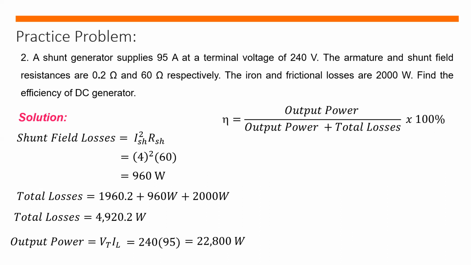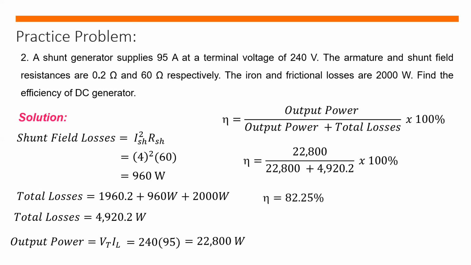So again, the equation for the efficiency is equals to output power all over output power plus total losses multiplied by 100%. So substituting all the values solved, that is 22,800 divided by the sum of 22,800 and 4,920.2 multiplied by 100%. So we will get the efficiency of 82.25%.